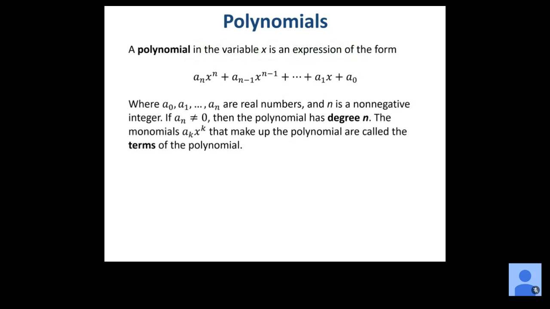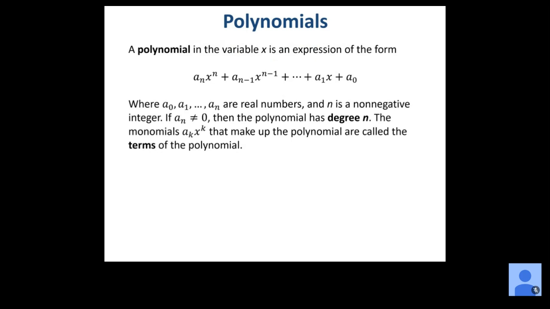Okay, so again, all the a values are real numbers. Those are called coefficients. The n values have to be non-negative, meaning they have to either be 0 or positive. And if a sub n is not equal to 0, then we have the degree of n in this case. So we have the n being the highest exponent of all the exponents in your polynomial, and so we would call that the degree.